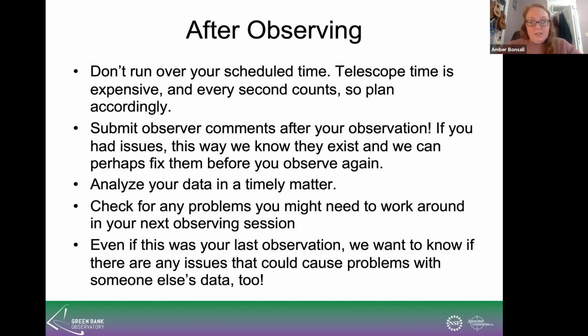Even if it was your last observation, we want to know if there were any issues or any problems. Even if it's the last time you're going to be observing for a while, we still want to hear from you. We still want to know what you thought. Was there anything that could be done better? This is how we can make changes, if you tell us how things are working for you.